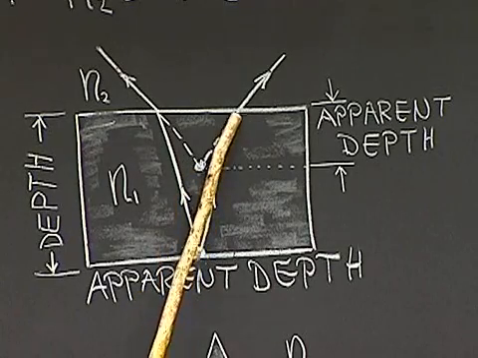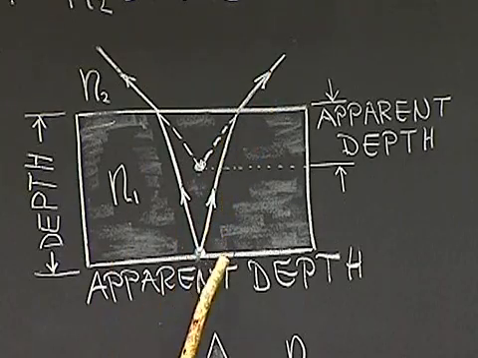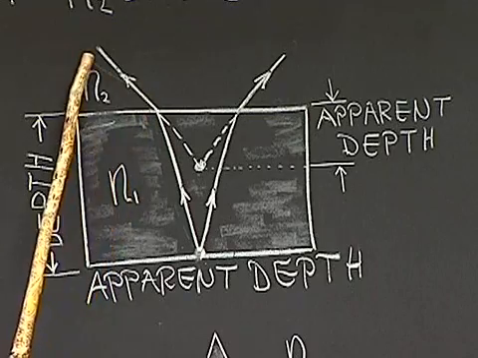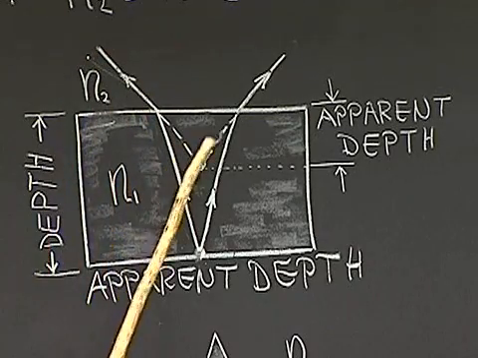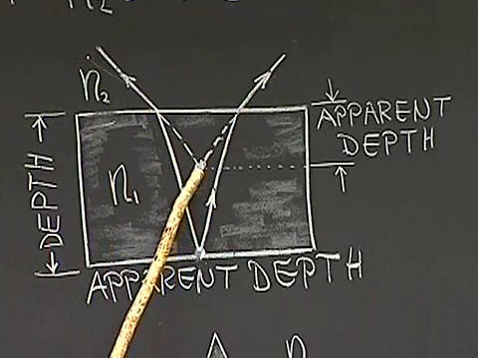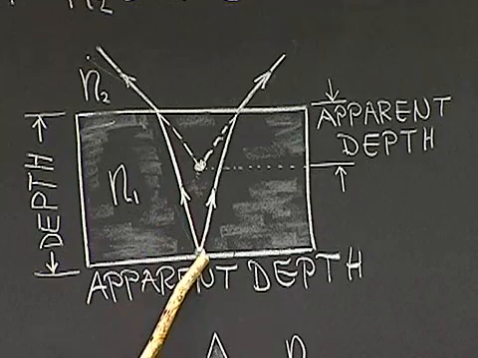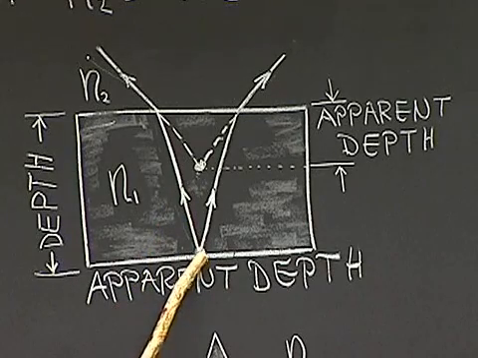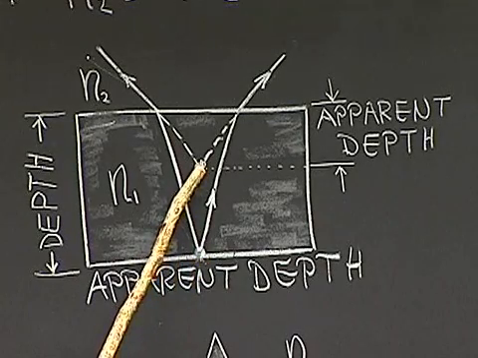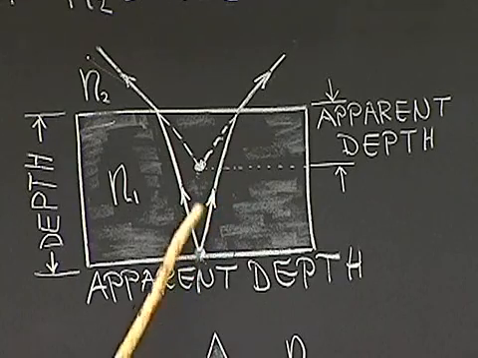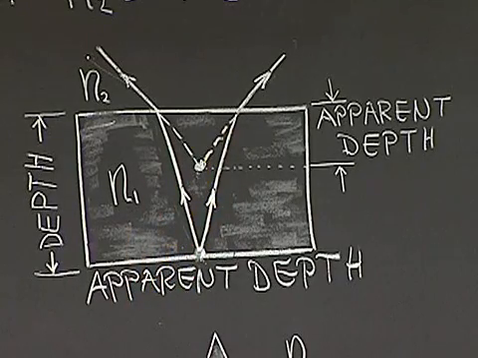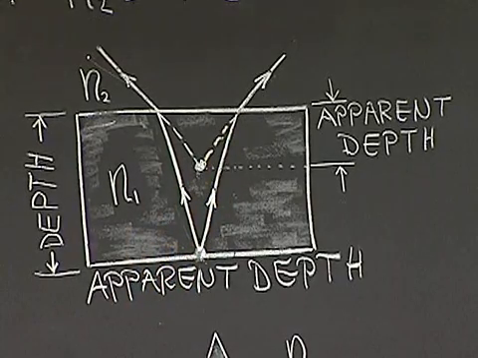Light comes up, bends away from the normal line. These two beams of light appear to be coming from this point here as if this were an image of this object. So the object appears to be raised up considerably depending upon how much speed change takes place, or how much refraction takes place at the surface.